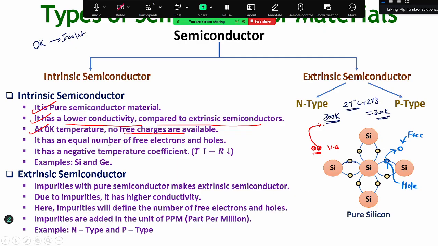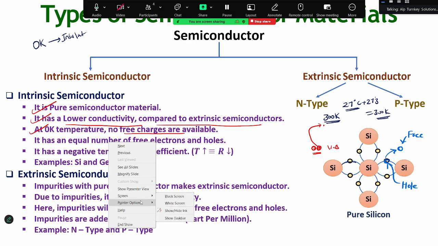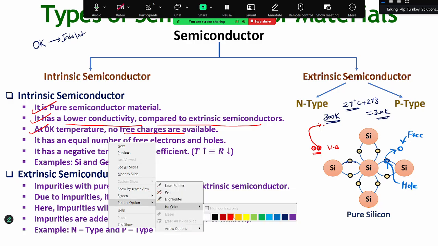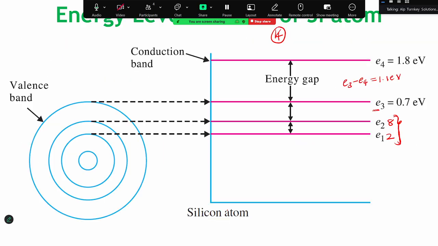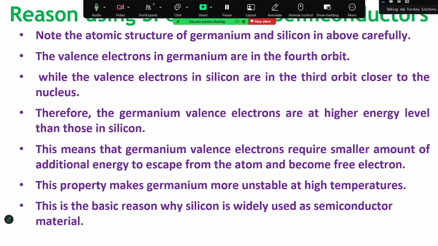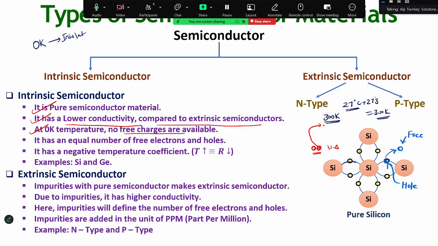So it has an equal number of electrons and holes. I told you, equal number of electrons and holes means that when it acquires some kinetic energy, during room temperature, electrons jump from the valence band to the conduction band. However many electrons jump, that many holes are formed. So in a pure semiconductor, the number of free electrons and holes are equal.